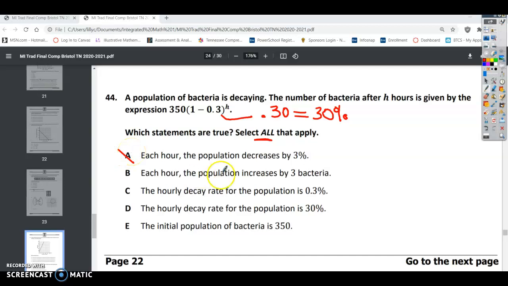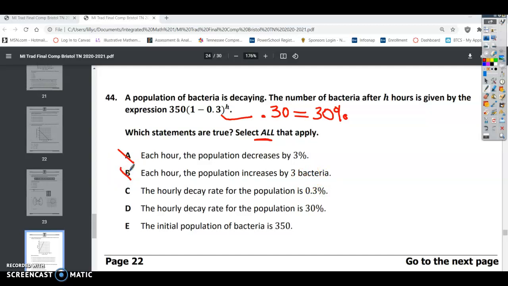Each hour, the population increases by 3 bacteria. All right, so it says the number of bacteria after H hours is given by this expression. So we don't know that it's increasing by 3 bacteria. If it was increasing by the same number of bacteria, it would more than likely be linear, not exponential.